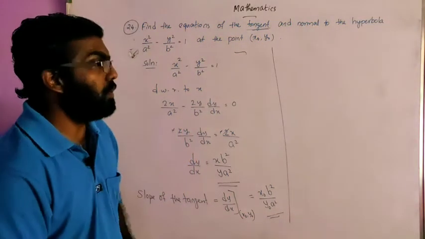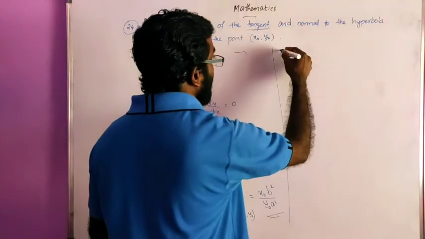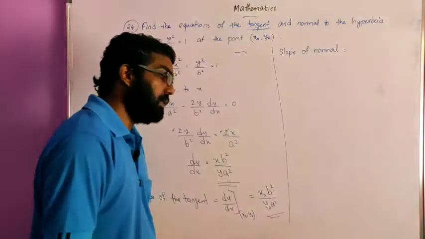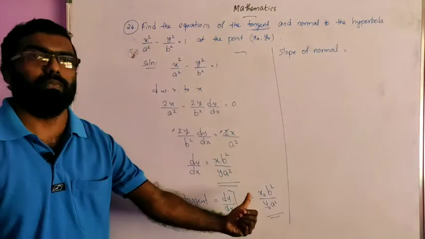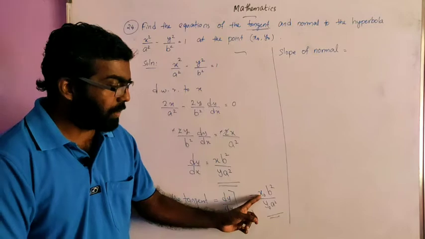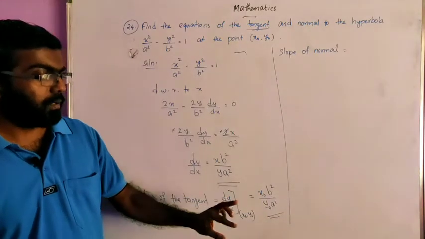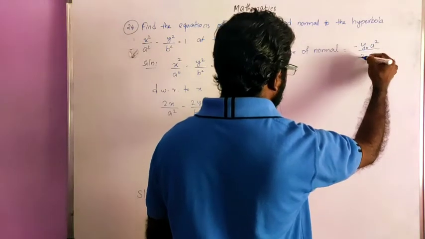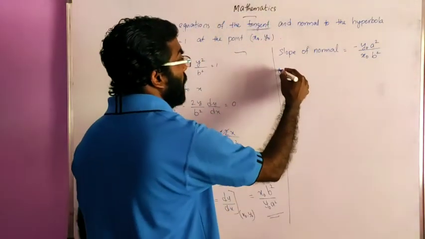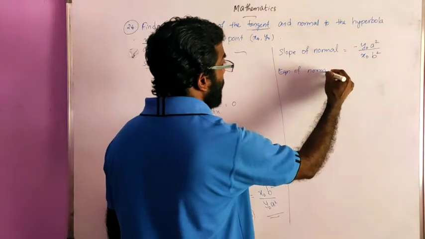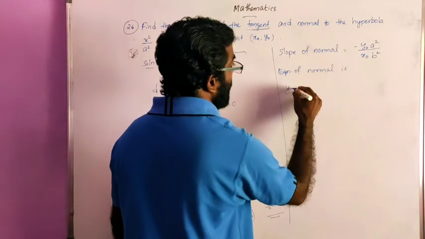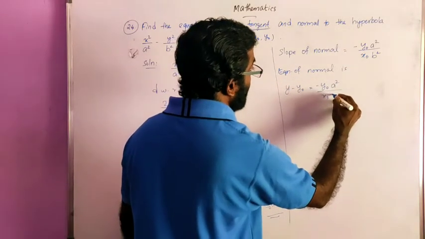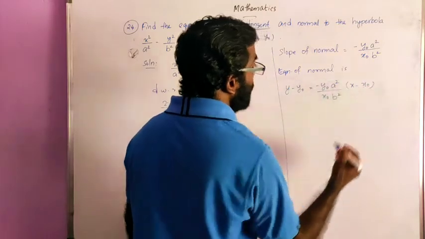Now we can find the equation of the normal. First of all, we can write the slope of the normal. We know the slope of the normal is the negative reciprocal of the slope of the tangent. Here slope of the tangent is x0 b square by y0 a square. So we can take the negative reciprocal, that is minus y0 a square by x0 b square. And equation of normal is y minus y0 is equal to slope of the normal, that is minus y0 a square by x0 b square into x minus x0.